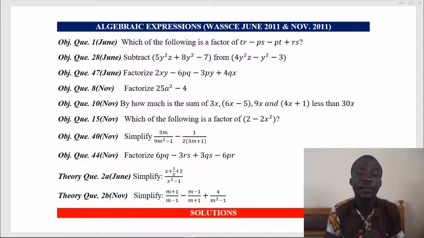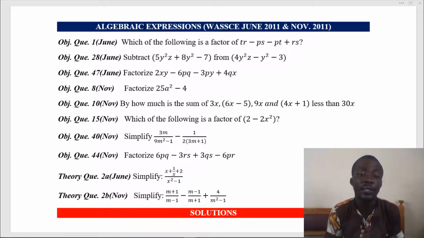Objective question 8, November. Factorize 25a squared minus 4. Objective question 10, November. By how much is the sum of 3x (6x minus 5), 9x and (4x plus 1) less than 30x? Objective question 15, November. Which of the following is a factor of (2 minus 2x squared)?